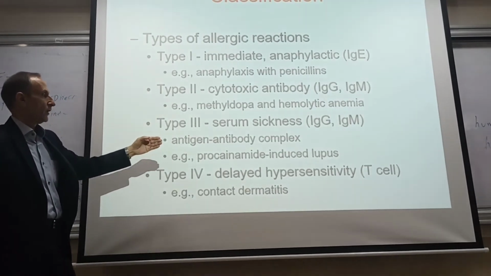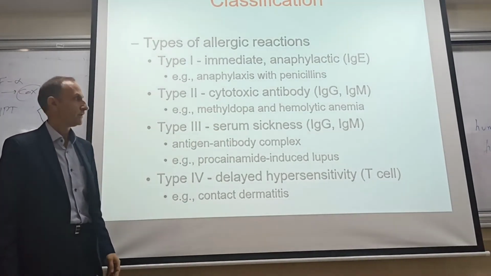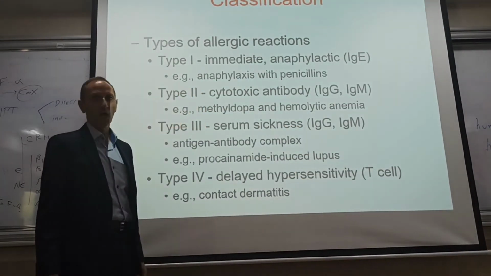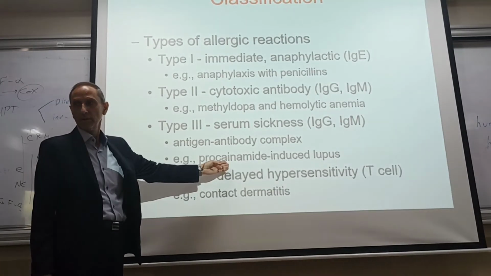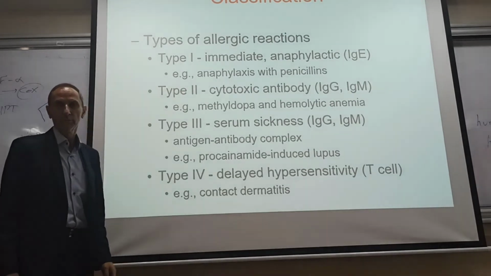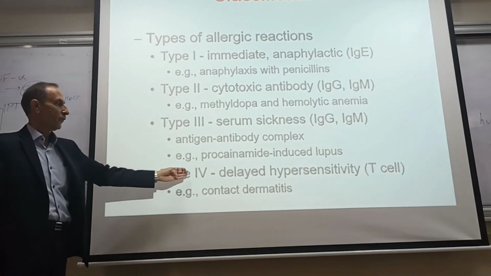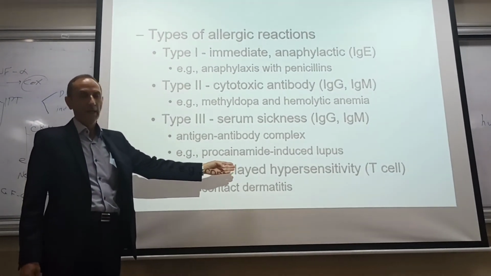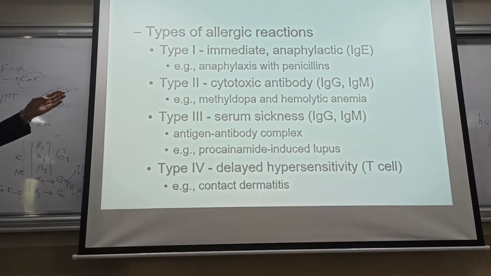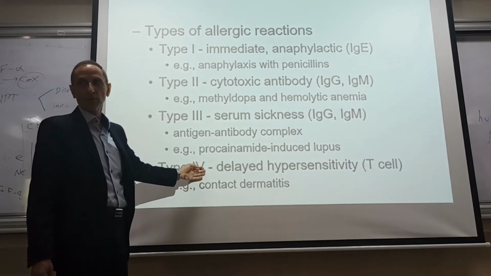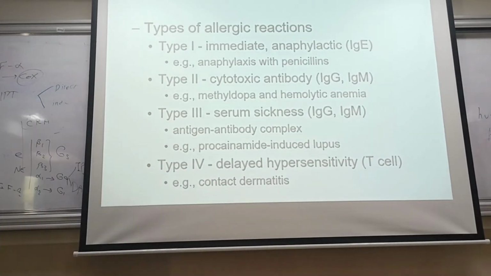In type 3, which is called antigen-antibody complex, sometimes also referred to as serum sickness. And we have again involvement of IgG or IgM. Example, procainamide is used for arrhythmia, and it can cause lupus-like syndrome. This is antigen-antibody complex. And in type 4, we have delayed hypersensitivity. Here we have no immunoglobulin, unlike type 1, 2, and 3, which had the involvement of immunoglobulins. Here we have no immunoglobulin, and we have T cells, like contact dermatitis that occurs with some drugs.